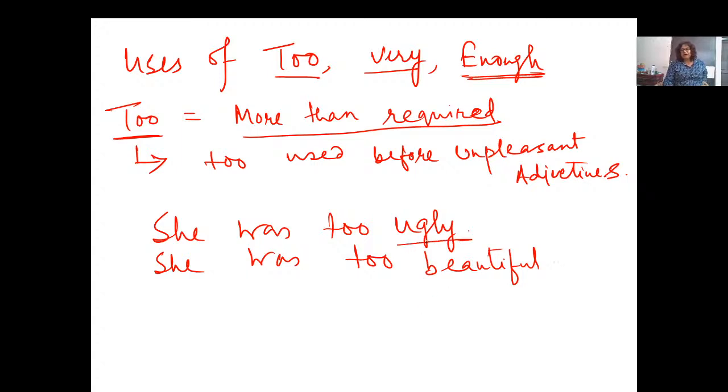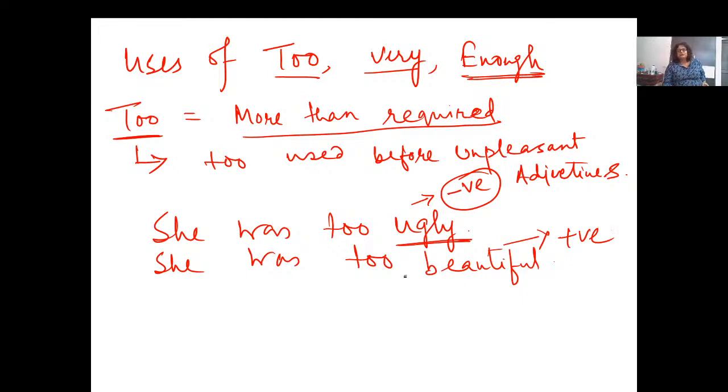Ugly is an unpleasant adjective, which means this is a negative word. Whenever anyone says something good for me, that is a pleasant adjective for me. And when someone says something is unpleasant or bad for me, that will be the negative word. So ugly here is a negative word, and beautiful is a positive word.